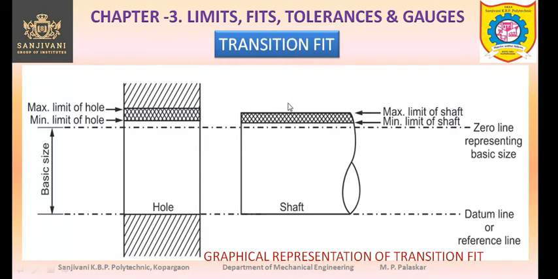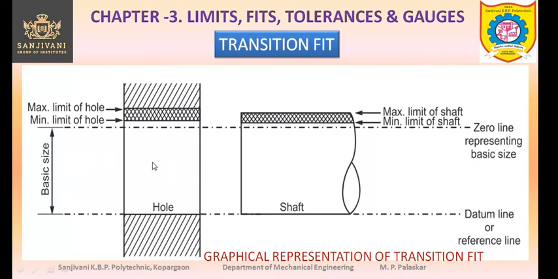So before we go to the examples in detail, let us study the graphical representation of transition fit. So this is the datum line or the reference line. This is the shaft and this is the hole. Now this is the basic size which is given by the zero line. The zero line represents the basic size. Distance of the zero line from the datum line or reference line is the basic size.